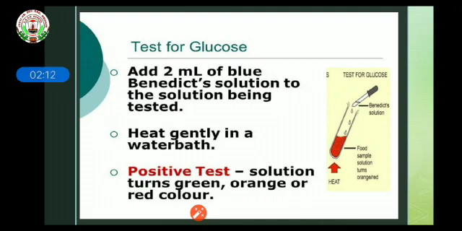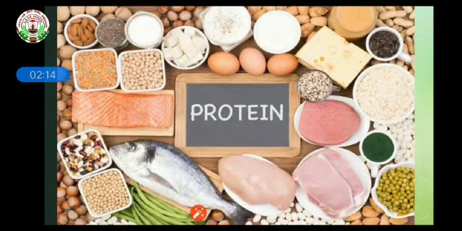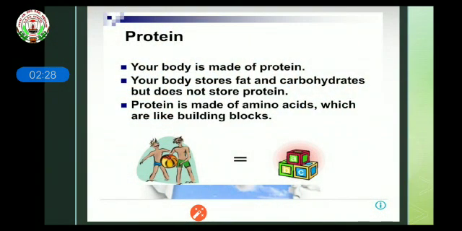Next we start our next nutrient, protein. As we all know, this is the most important nutrient which our body requires. It is also known as body building food. Protein, our body is made up of protein.